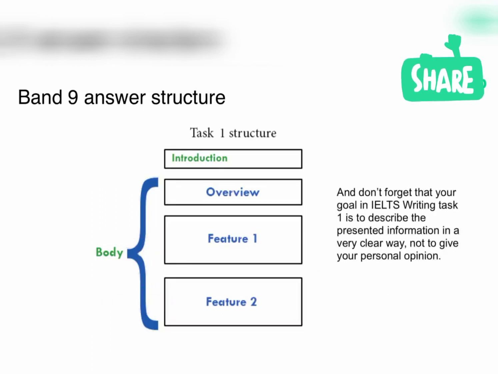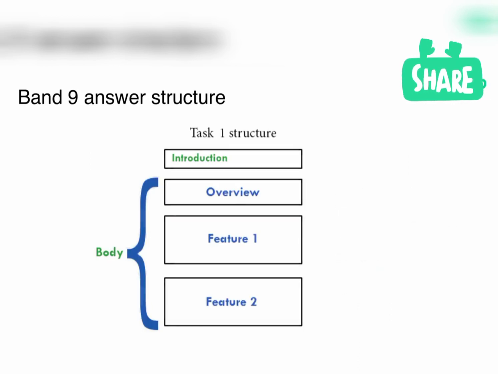And don't forget that your goal in IELTS writing task 1 is to describe the presented information in a very clear way, not to give your personal opinion. So don't write a conclusion in task 1. Now you know the answering strategy. So let's start writing our Band 9 answer.